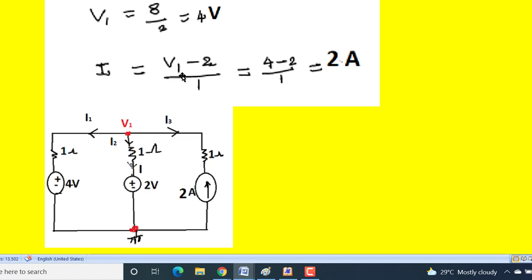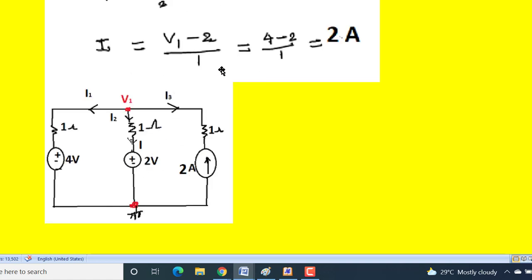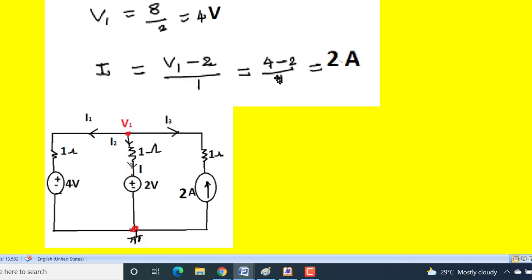And V1 is always at higher potential because we are taking that as the non-reference node, divided by 1. So that gives us the current I2 flowing in the circuit, that is also equal to I. So that is (4 minus 2) divided by 1. This 4 was obtained in the previous calculations. Once we simplify this, we get 2 amperes current flowing through the 2 volt supply branch.